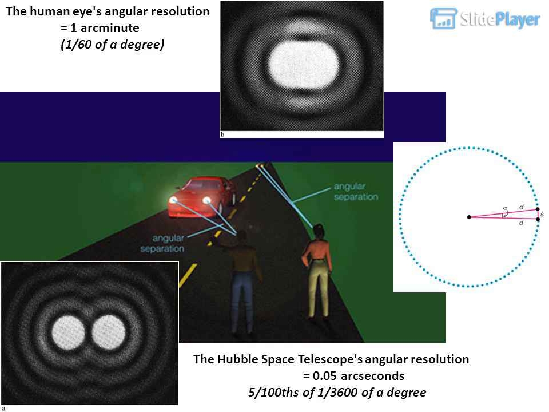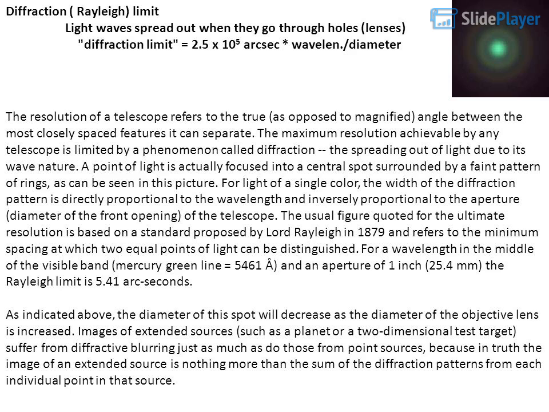The human eye's angular resolution equals 1 arc minute, 1/60th of a degree. The Hubble Space Telescope's angular resolution equals 0.05 arcseconds, 5/100ths of 1/3600th of a degree. Diffraction, the Rayleigh limit: light waves spread out when they go through holes and lenses. The diffraction limit equals 2.5 × 10^5 arcseconds times wavelength over diameter. The resolution of a telescope refers to the true, as opposed to magnified, angle between the most closely spaced features it can separate.